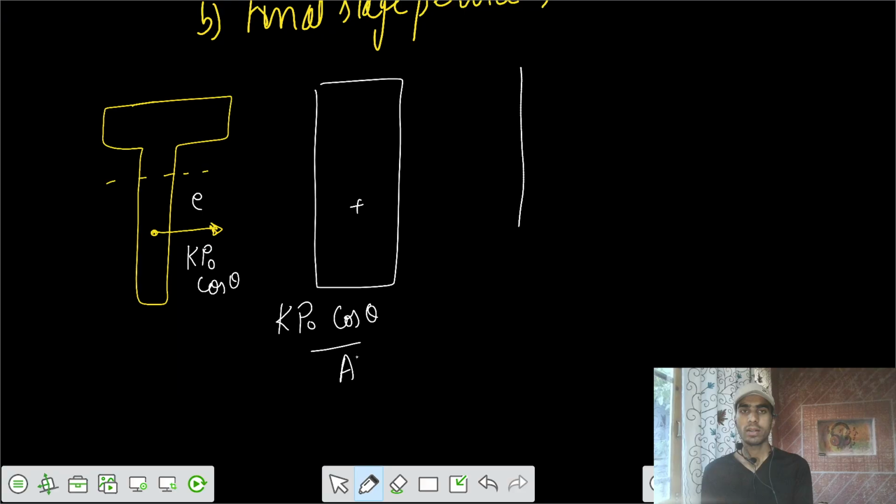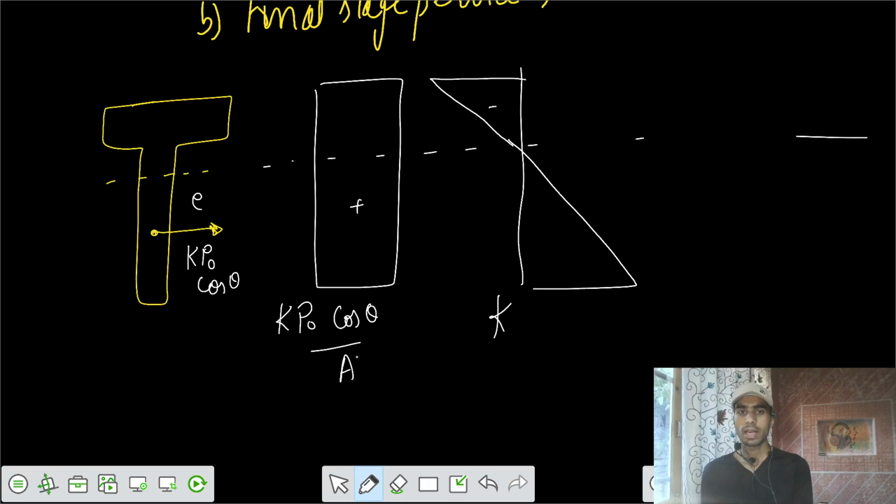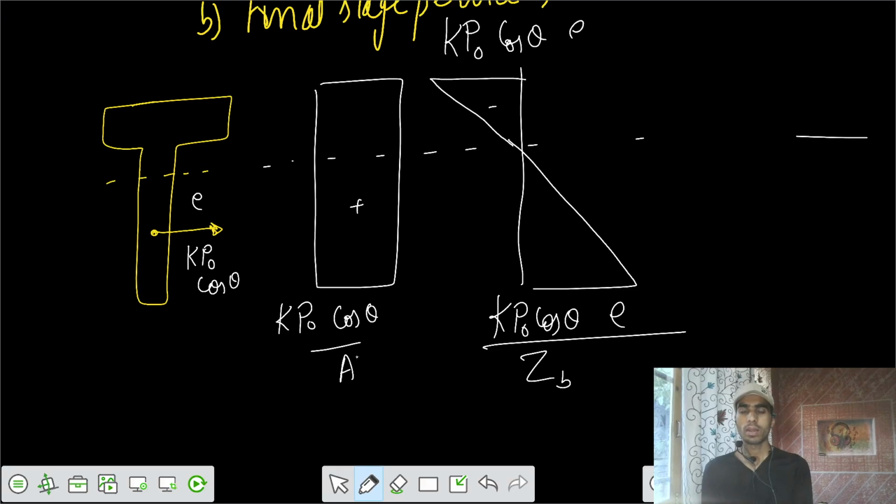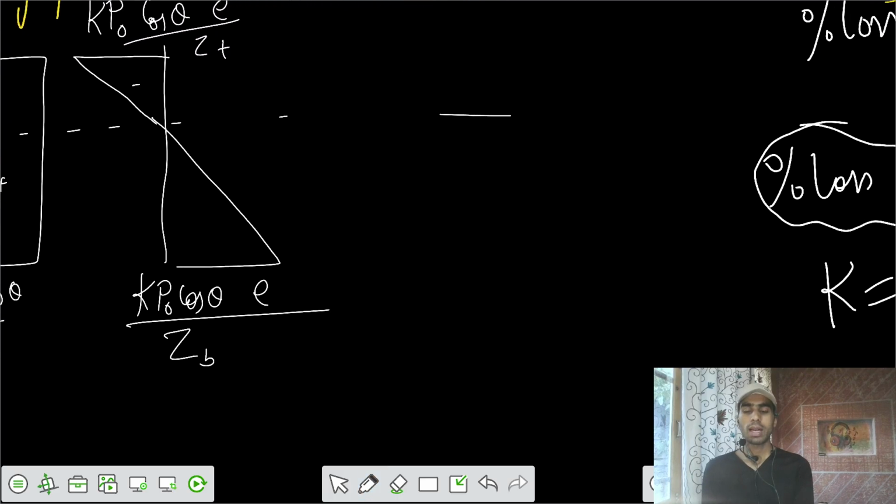the second stress is there. Let's say this is the neutral axis. So here we have top tensile, bottom compressive. This is K times P naught cos theta times some eccentricity E divided by Z bottom, and at the top I can write K P naught cos theta E by Z top, and we are going to write that for all those loads.